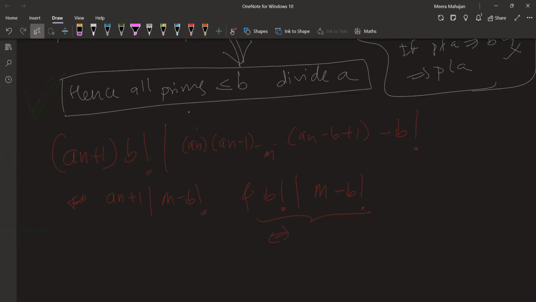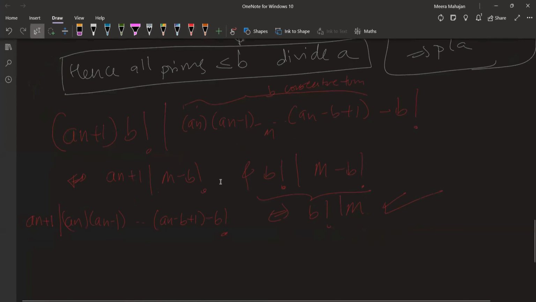Now, do you see why this is equivalent to b factorial dividing m? Do you see why this is obvious? Because this is a product of b consecutive terms. Yeah, so it's a product of b consecutive terms, and then this would always be true. So now we are left with this: an plus 1 divides an minus 1, an minus b plus 1 minus b factorial.